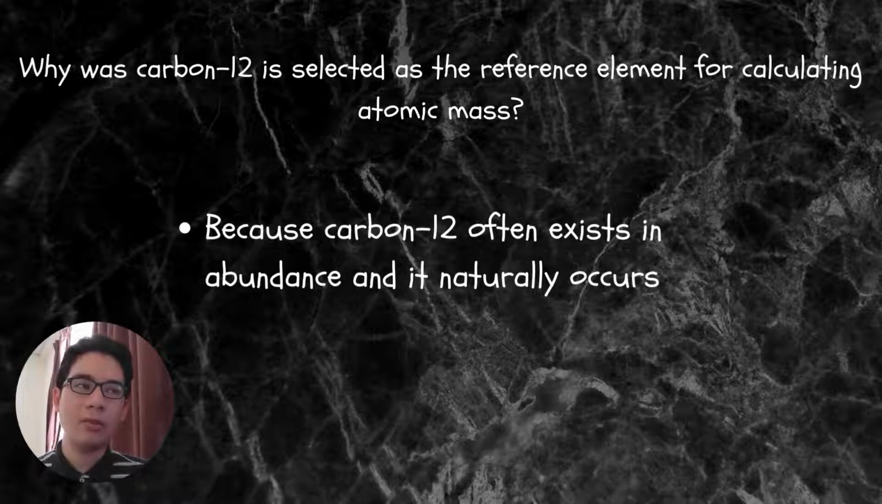And the meaning of carbon 12 often existing in abundance is that it is all around the world. You can find it easily, maybe just at the backyard of your house, there could be carbon 12. It is so much. That's what it means by carbon 12 often exists in abundance. There's a lot of carbon 12 in this world.